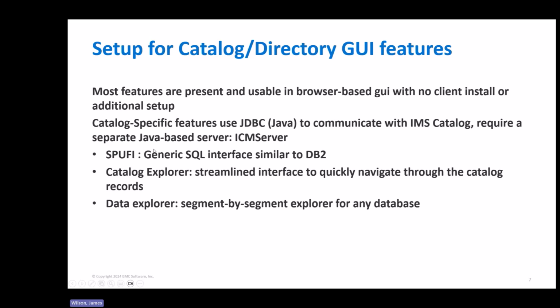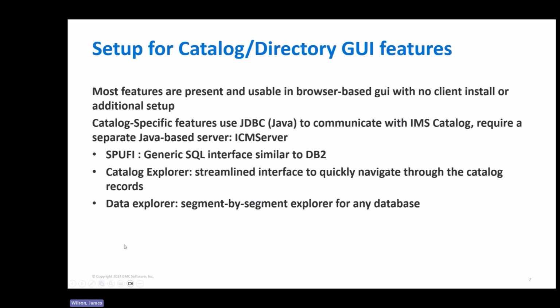It specifically is just these three, though. So we have these three. Spoofy is a generic. You can submit any SQL you want to your IMS system and see the results. We took the name exactly from the similar feature under the DB2 area, because it's just an SQL interface. The other is Catalog Explorer, which is just a specialized navigator for the catalog itself. Allows you to traverse those segments and see the objects as they were represented in the catalog HALDB.